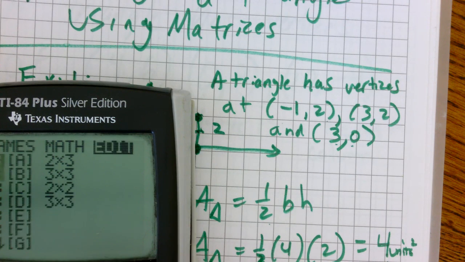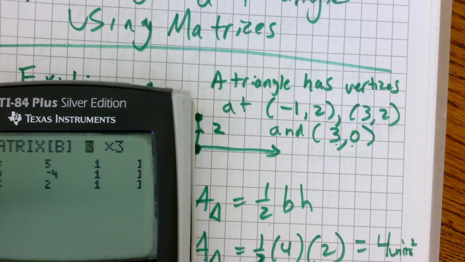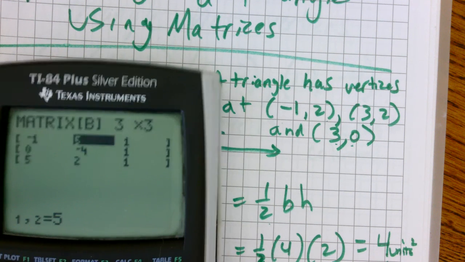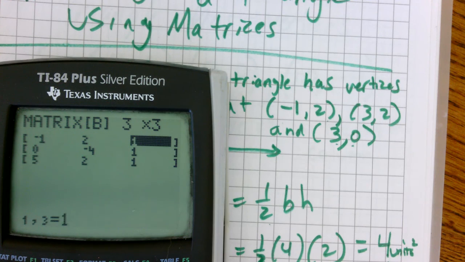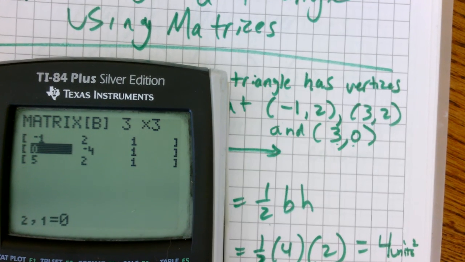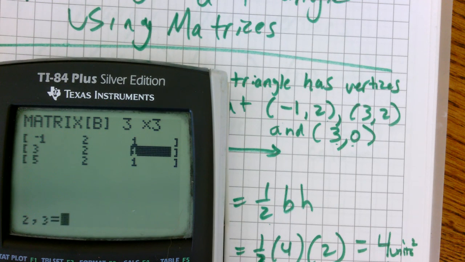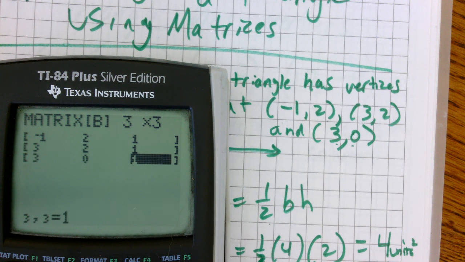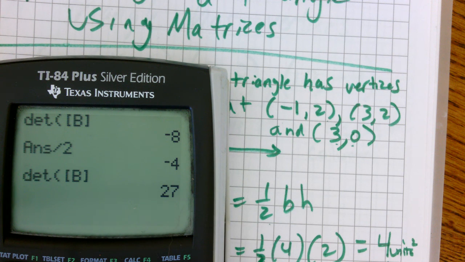I'm going to go edit matrix B, and I'm going to type in the vertices: -1, 2, and then 1 always in the last column, and then 3, 2, 1, and 3, 0, 1. Quit, get a clear screen.